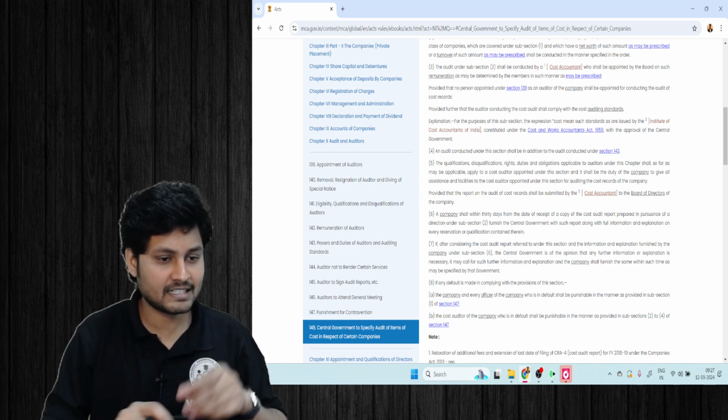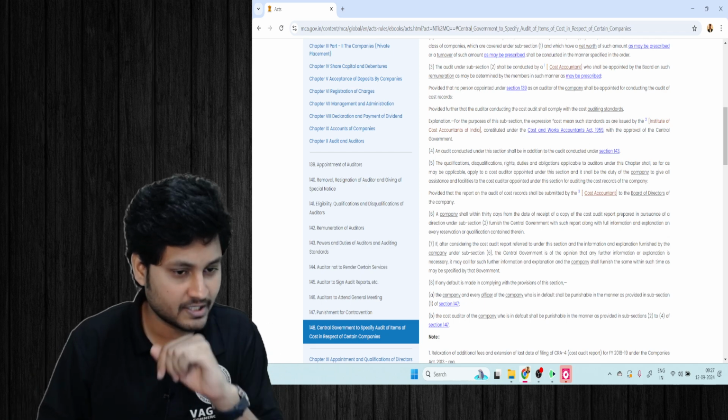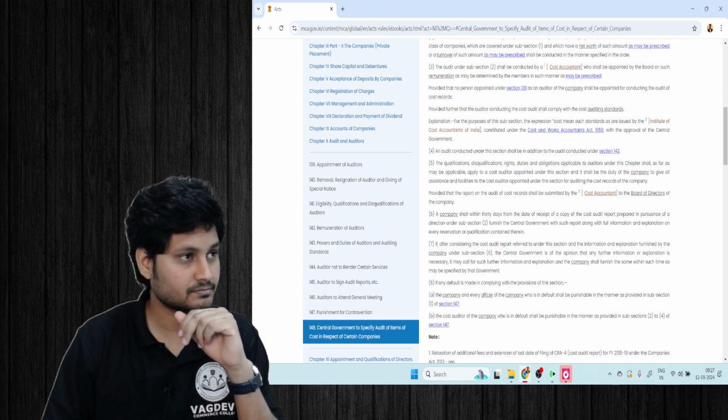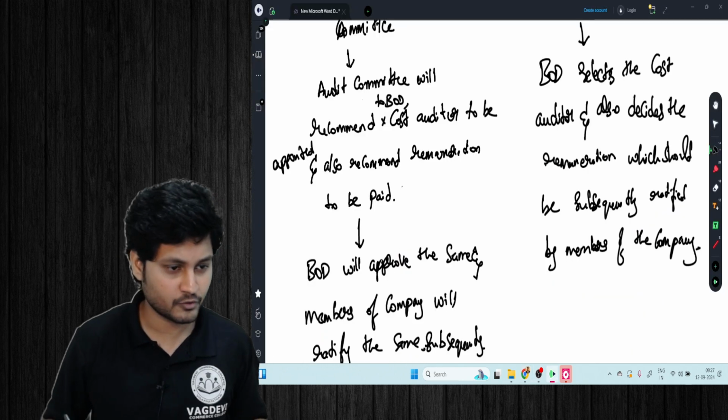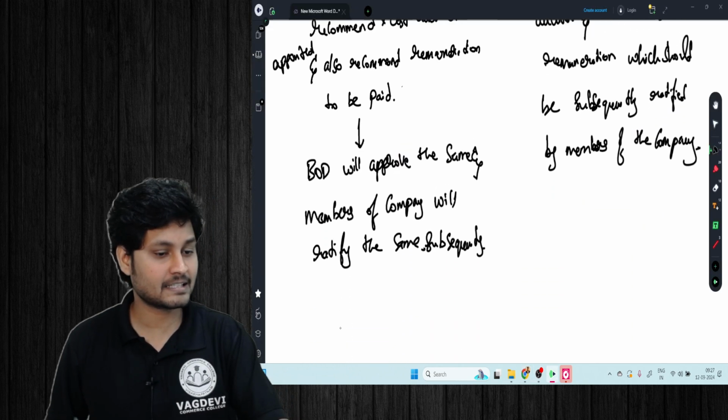The audit conducted under this section, like cost audit, shall be in addition to the audit conducted under section 143. For that I am just giving some notes. 148 subsection number 4.